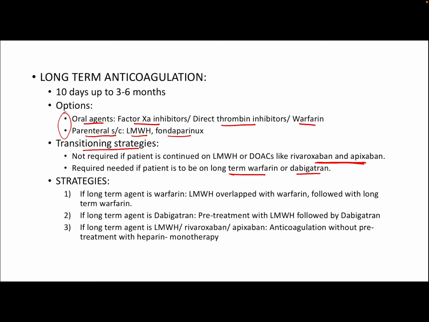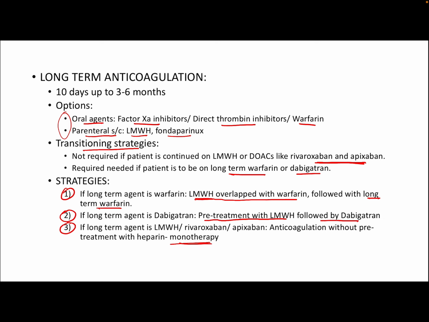For example, if the long-term agent is warfarin, you will have to give an initial low molecular weight heparin overlapped with warfarin for about a week, and then you can follow it up with long-term warfarin. Suppose our long-term agent is going to be dabigatran. In this case, you have to give a pre-treatment with heparin first and then follow it up with dabigatran. But as I've mentioned, if your long-term agent is going to be LMWH or rivaroxaban or apixaban, they don't require any pre-treatment, so you can just give them directly as a monotherapy.